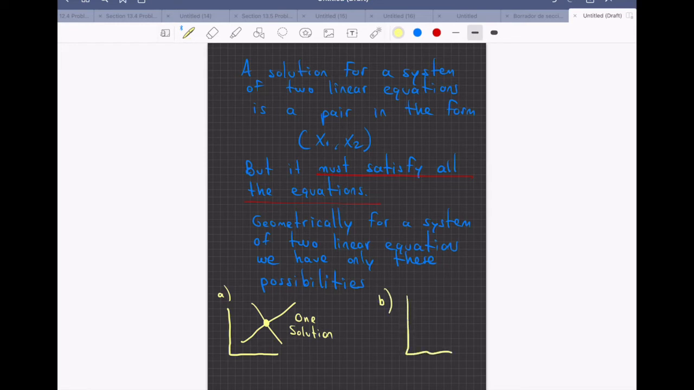Number two, no solution. When does this happen? When the lines are parallel. And finally, infinitely many solutions. Why? Because the two equations are equivalent. Or we can say that we have a system with the same equation. If we have a system with the same equation, then we have only one line.